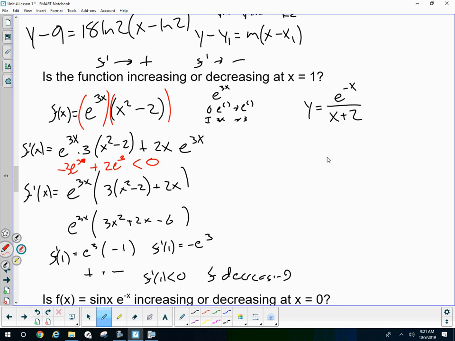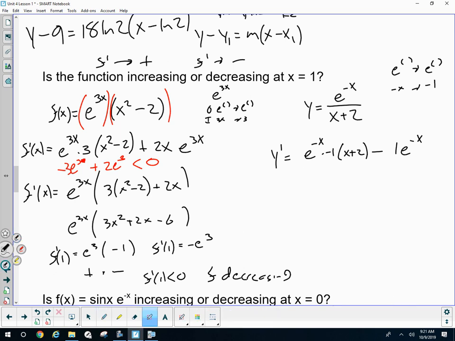Okay? Let's look at e to the negative x over x plus 2. Reason why I put this one in is because you need to understand and remember the quotient rule. So, quotient rule: derivative of the top times the bottom, minus the derivative of the bottom times the top, all over the bottom squared. Derivative of e to the power is e to the power, derivative of the negative x is the negative 1. So, for the derivative of the top, I would have e to the negative x times negative 1 times the bottom, minus the derivative of the bottom times the top, all over the bottom squared.